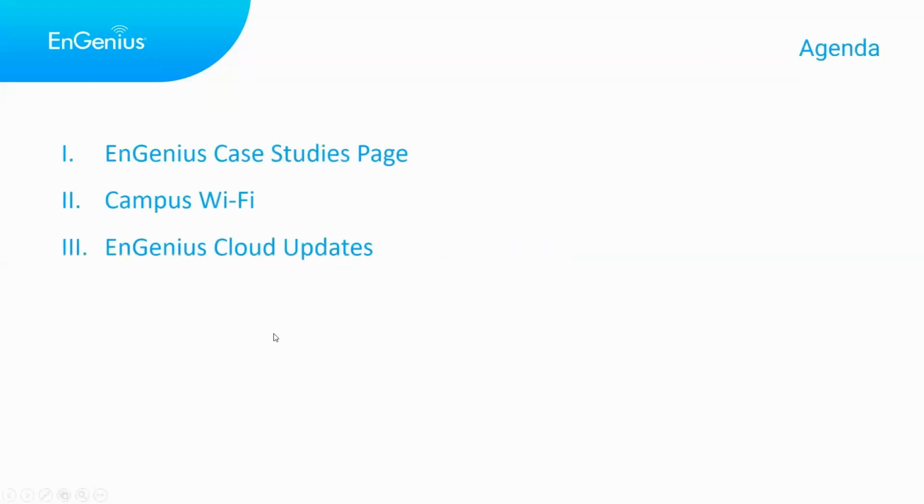So today I'll be discussing EnGenius case studies, focusing on campus Wi-Fi. Basically, I'll give you some information and pointers on what you need to take note of when deploying campus Wi-Fi. I'll be discussing a bit about our features as well, which you can use for campus and education deployments. I'll also glance at our UI, so you'd know where to find these functions. And lastly, I'll be giving you an update for EnGenius Cloud, because we have about 6 or 7 updates recently that we have just pushed to the cloud.